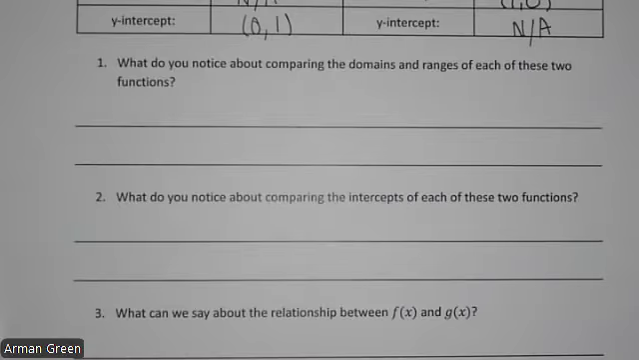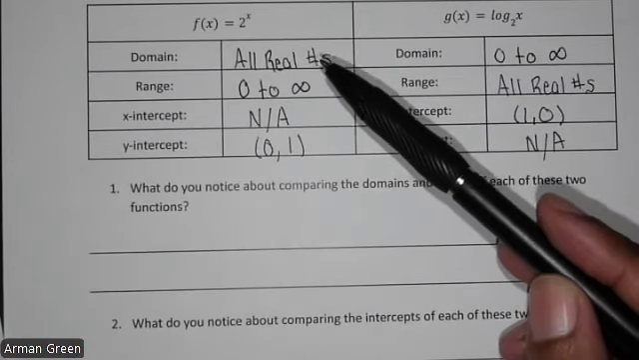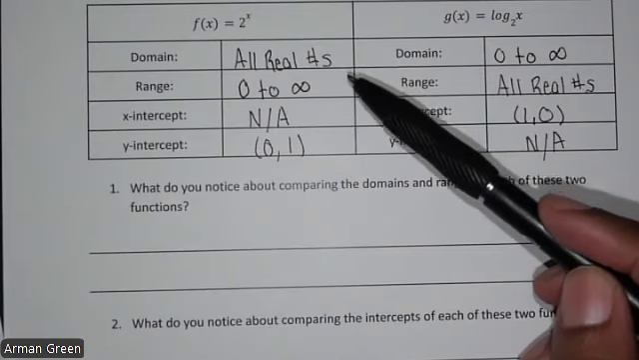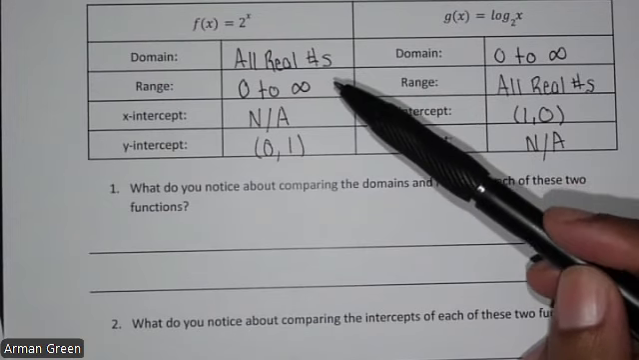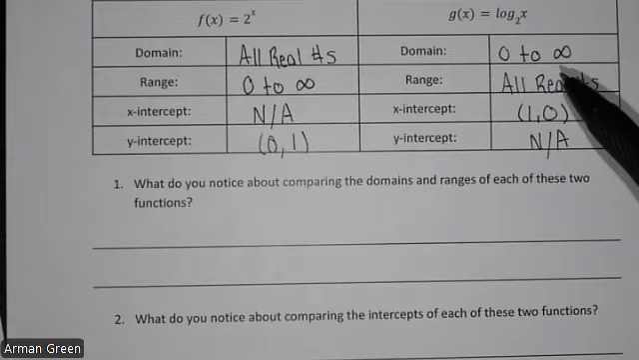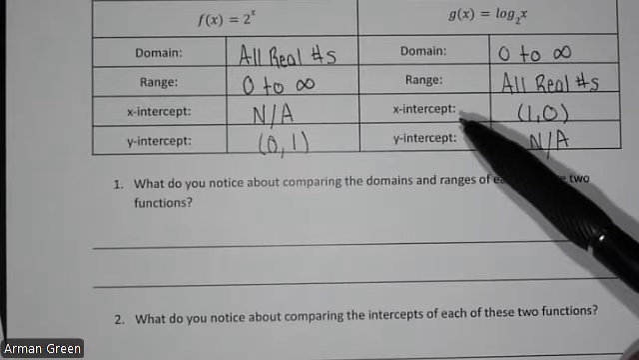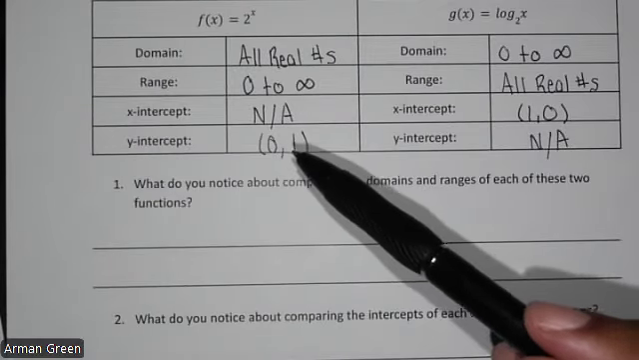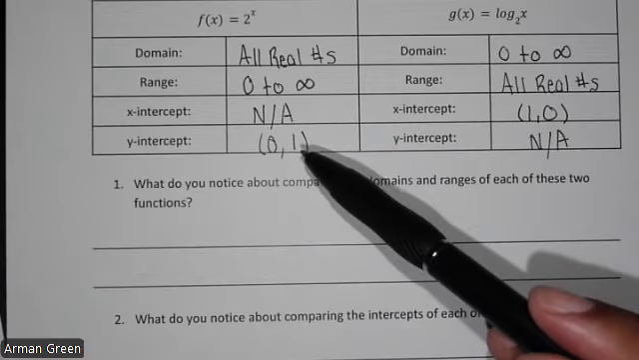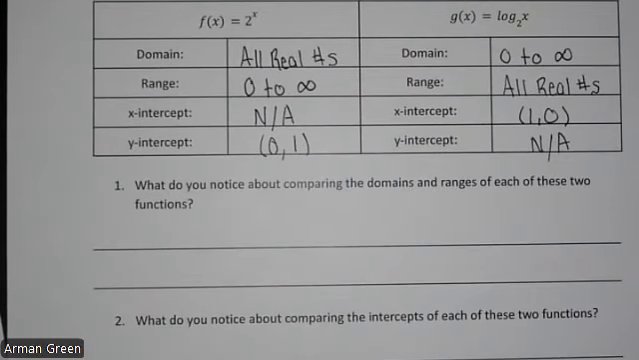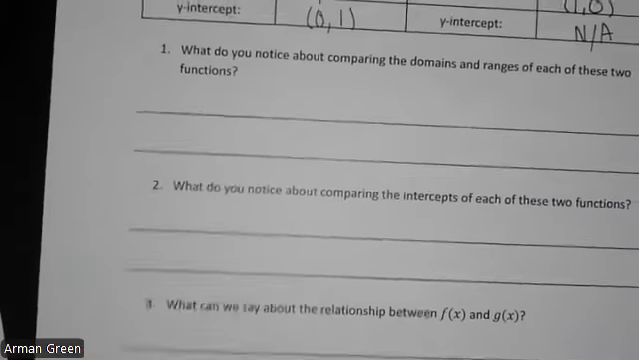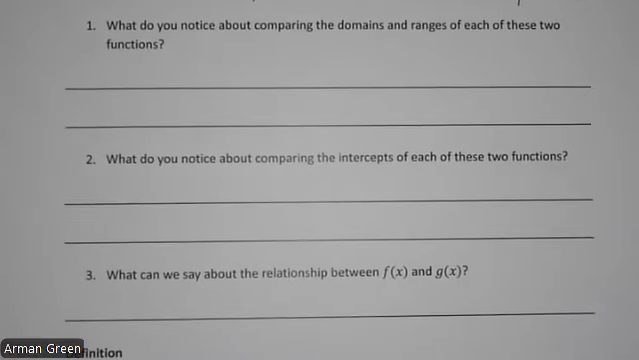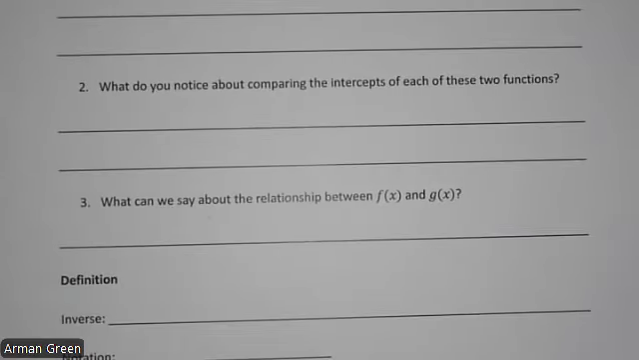And so what you might have noticed is that for these two problems, the domains and ranges of these two functions are just opposites of each other. Meaning that if I flip these two, I get the domain and range of the other function. And similar to the x and the y intercepts, if I flip these two around, I get the x-intercept or the y-intercept of my other function, same thing as before. So we notice that the domains and ranges are opposites of each other, and the y and the x-intercepts are opposites of each other.